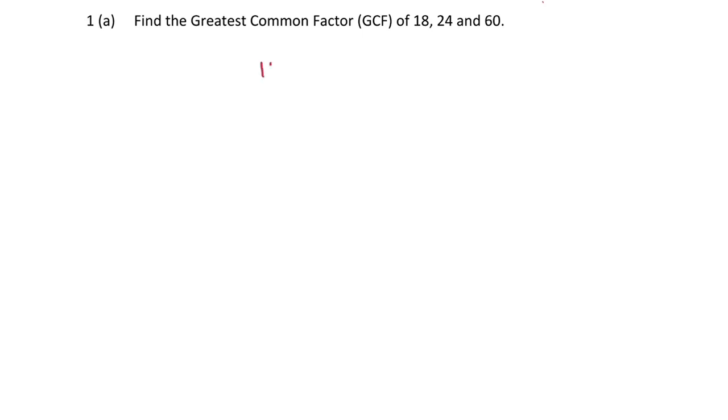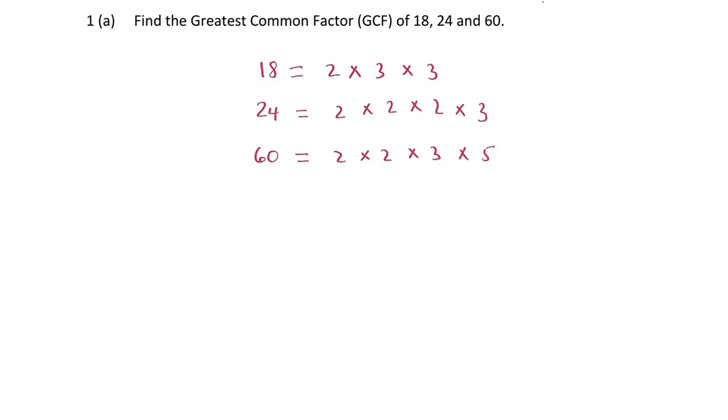Okay, so prime factors for 18 are 2 times 3 times 3. Prime factors for 24 are 2 times 2 times 2 times 3. Prime factors for 60 are 2 times 2 times 3 times 5. Okay, so from those we can see that 2 times 3, which equals 6, is common to all the numbers. Therefore, the greatest common factor is going to be 2 times 3, which becomes 6, and this is going to be our answer.